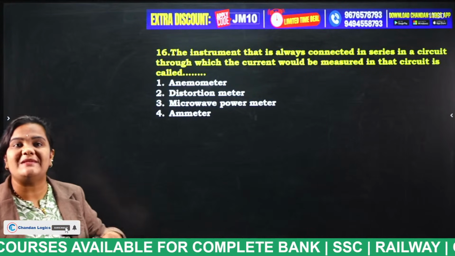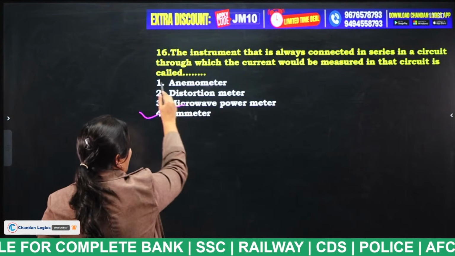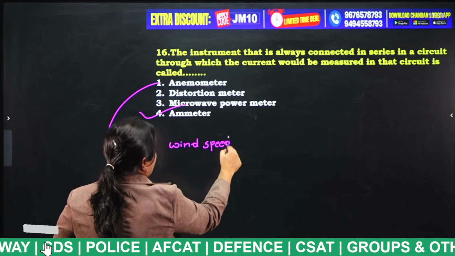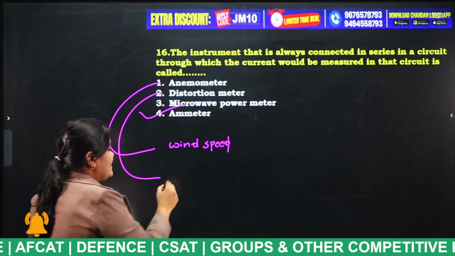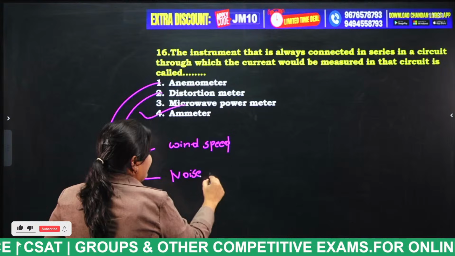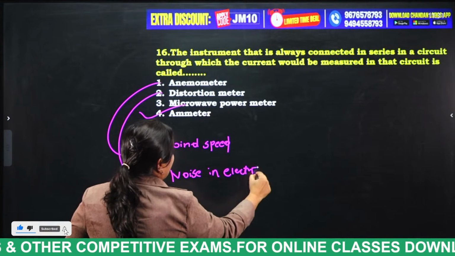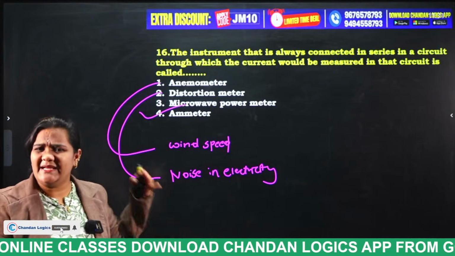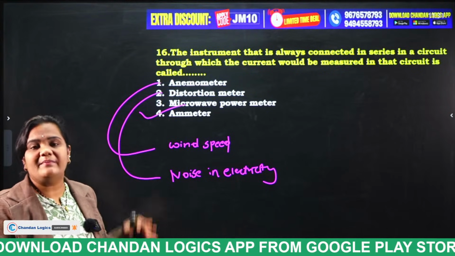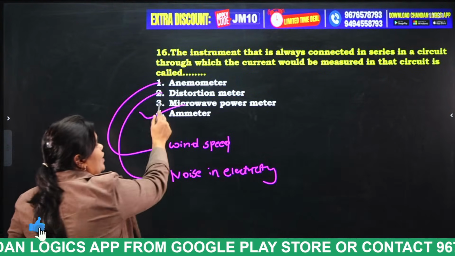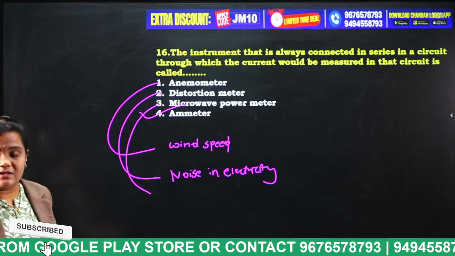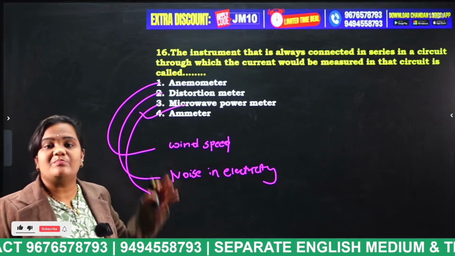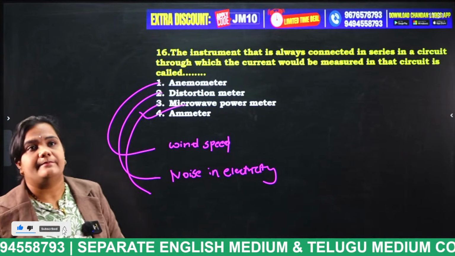The ammeter is used to measure current. An anemometer is used to measure wind speed. A distortion meter is used to measure noise in electricity, or noise in any signal. And a microwave power meter measures the power in a microwave. In order to measure that power, which instrument do we use, students? Microwave power meter. Okay, done. Next.